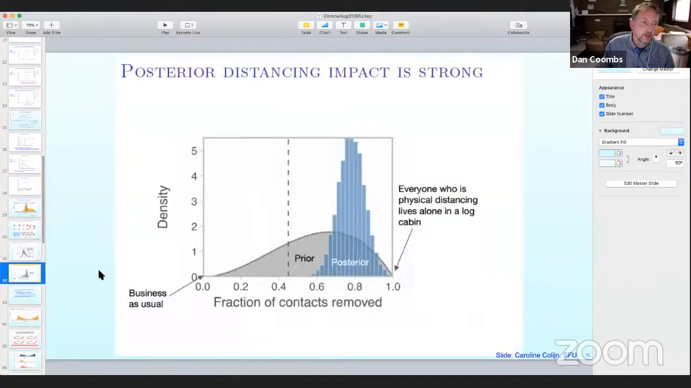Okay, and if we look just at one of the posteriors of the fit here, if you look at what the distancing people are doing, we find a pretty robust posterior suggesting somewhere in the range of 80% of the contacts have been removed by the physical distancing policy in BC.